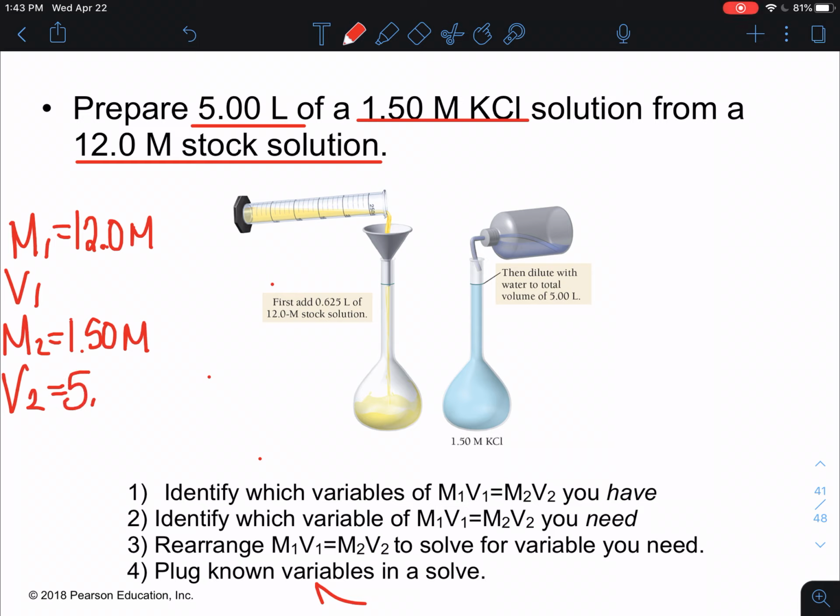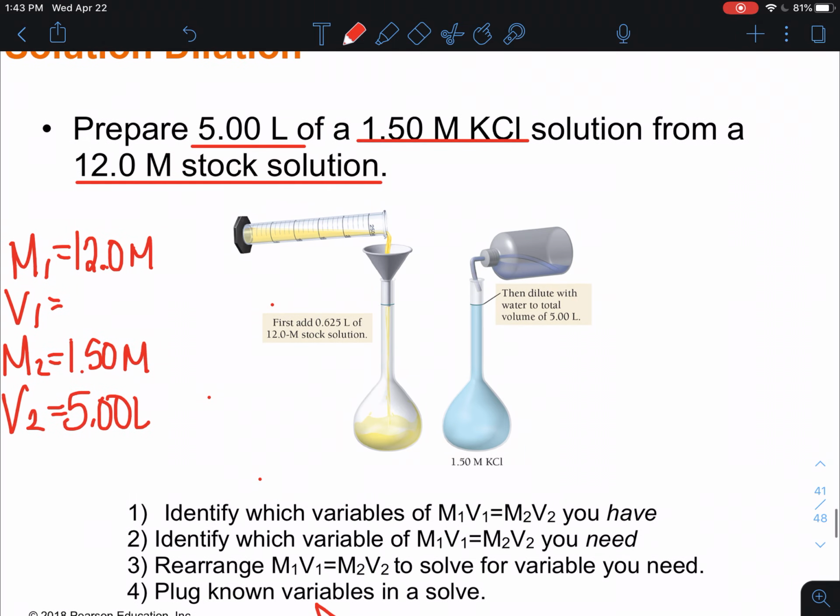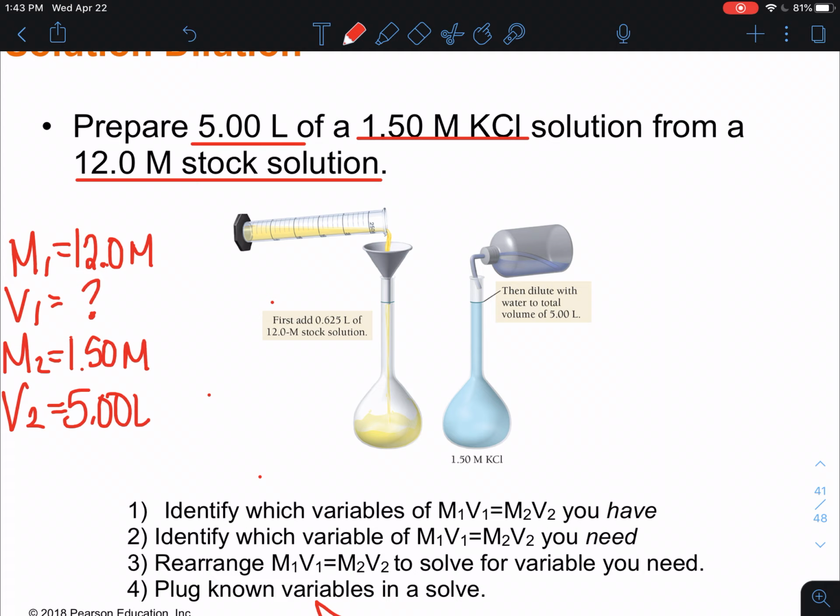So 5.00 liters. The question is, how much of this solution do we need to make 5 liters and have a concentration of 1.50 molar? We're going to have to take a certain amount of this solution and dilute it to 5 liters, and we want our target molarity to be 1.50 molar. All right, so we're solving for V1.